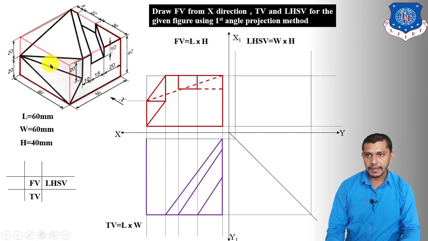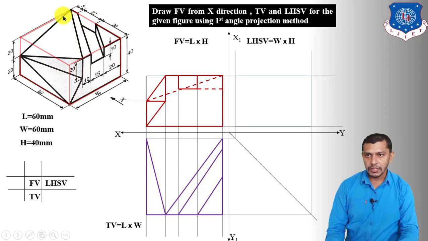Now we have to draw this line. One point is already projected over here at this corner point, second point will be over here exactly at this point. So connect this point to this point, it will be the top view of this inclined edge. Now we have to draw the top view of this inclined edge. So one point is already projected over here, second point will be over here. So these both edges are overlapping in the top view.